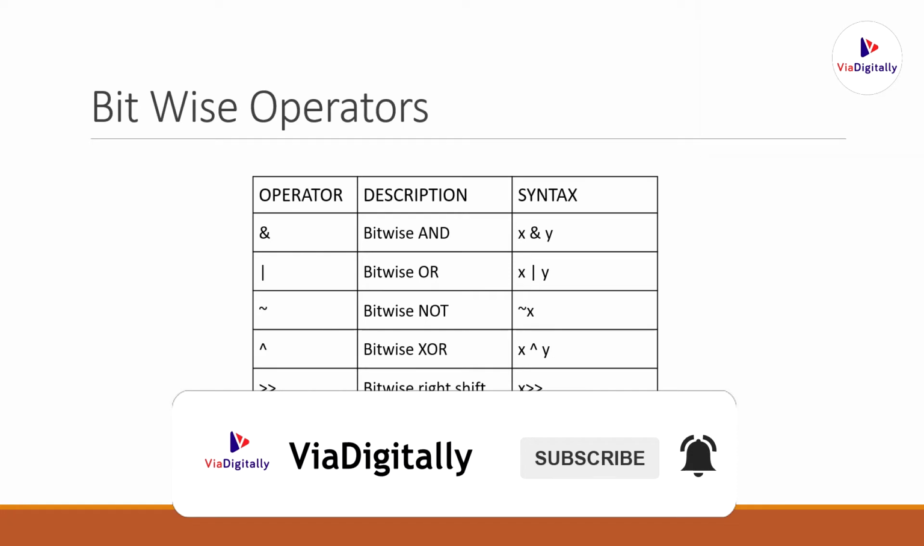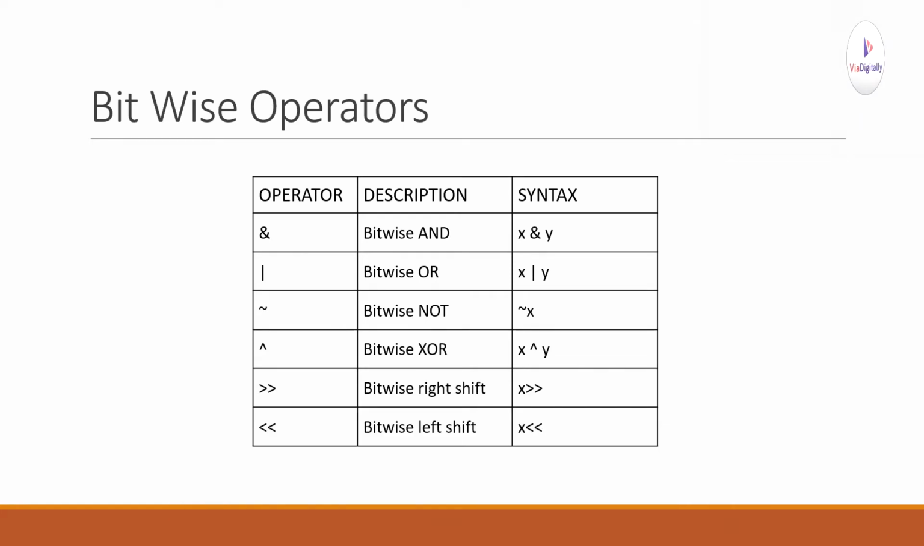Coming to bitwise operators, there are 6 types of bitwise operators in Python. They are bitwise AND, bitwise OR, bitwise NOT, bitwise XOR, bitwise right shift and bitwise left shift. So this is the table. Here we are going to see how each operator is symbolized in Python and how we write the syntax, meaning how we write two operands and one operator like a bitwise operator. Let us see how each operator works one by one.